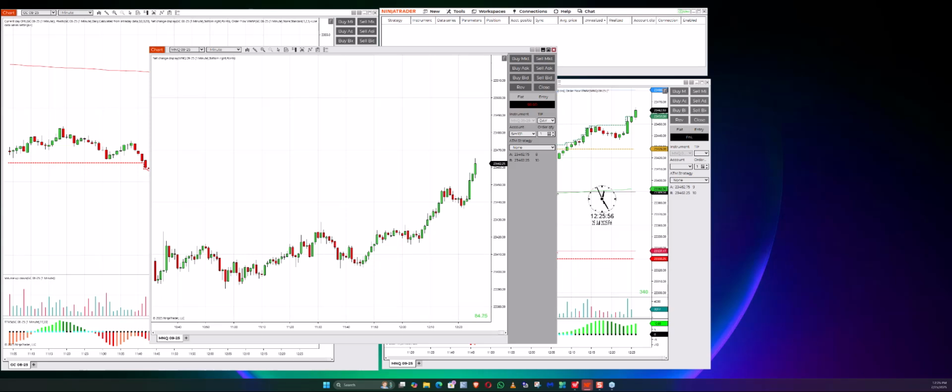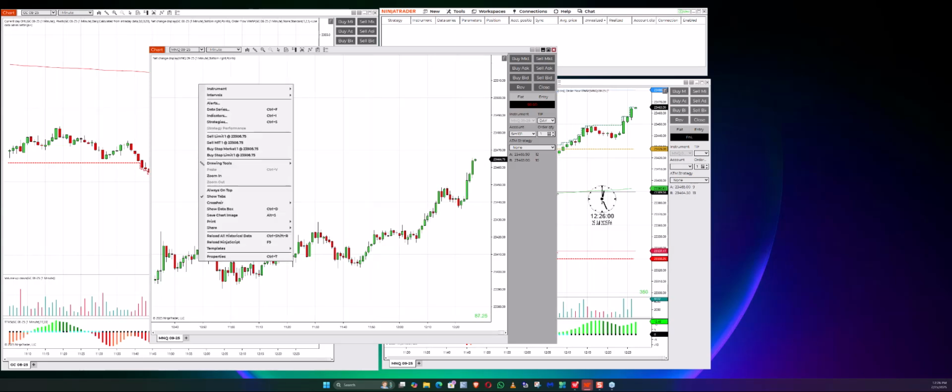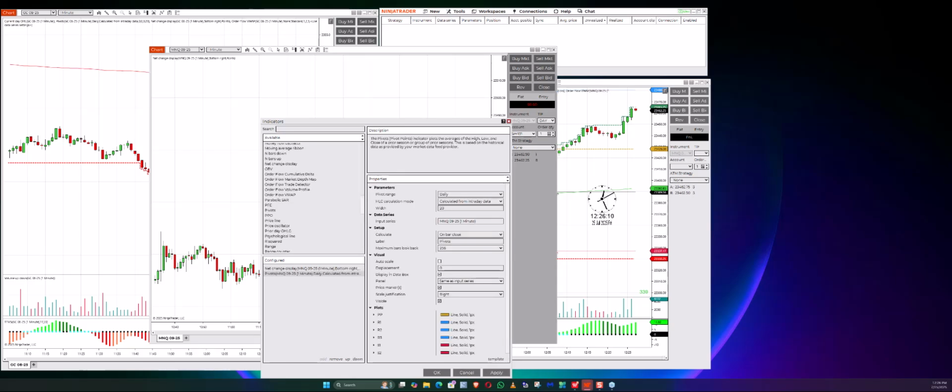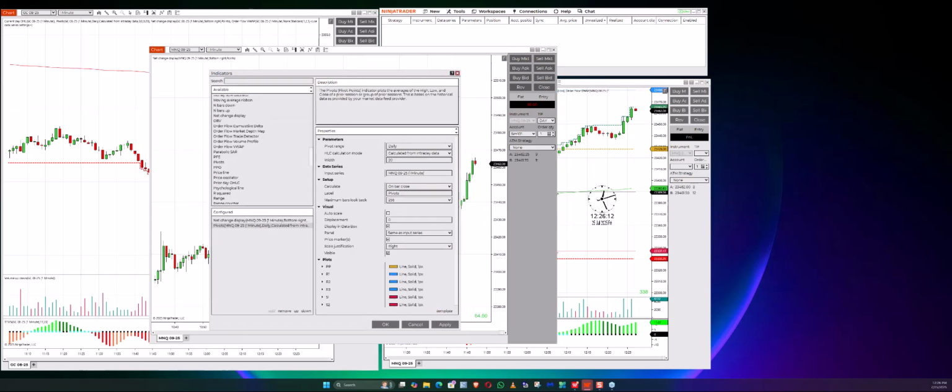And that's where our net change display is calculating from. So now I'm going to add our pivots, for instance. So we just scroll down, right-click the chart, click indicators, go down to pivots, double-click it, and now my pivots are on the screen.